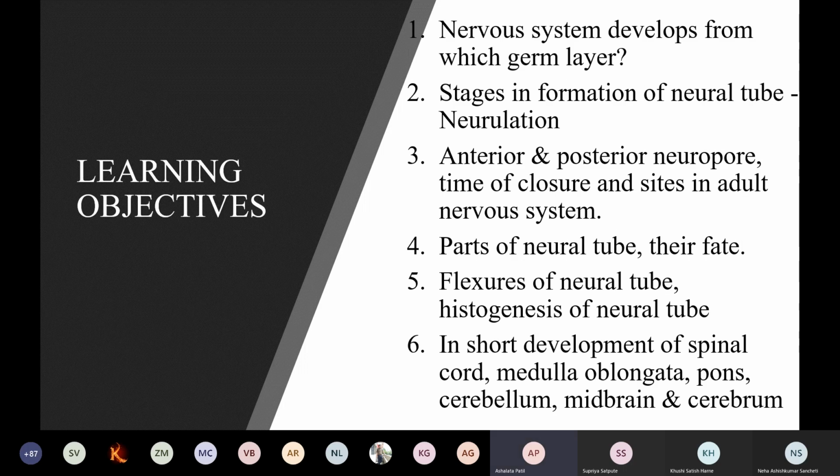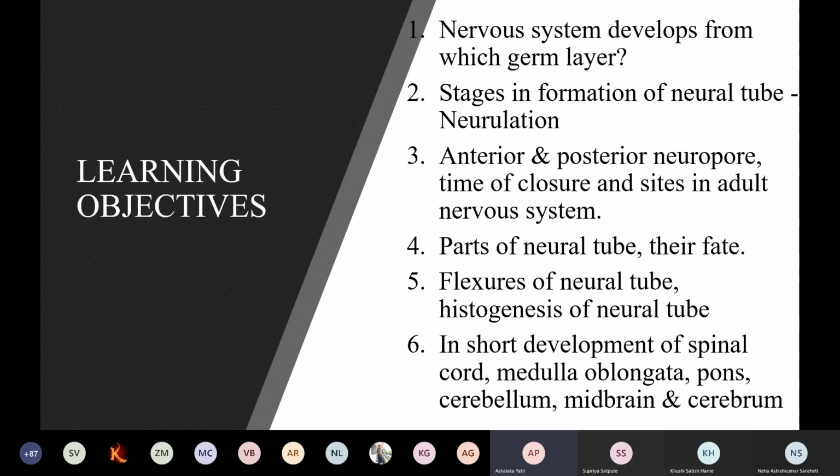So these are the learning objectives. You should know the nervous system develops from which germ layer, and the stages of formation of the neural tube. That stage is called neurulation. You should know about the anterior and posterior neuropore, their time of closure and their sites in the adult nervous system, and the parts of the neural tube and their fate.